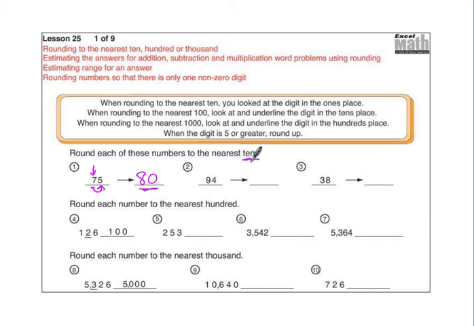And it's the nearest 10, so it has to end in at least 1 zero. When we round to the nearest 100, it has to end in at least 2 zeros. And when we round to the nearest 1,000, the answer has to have at least 3 zeros.